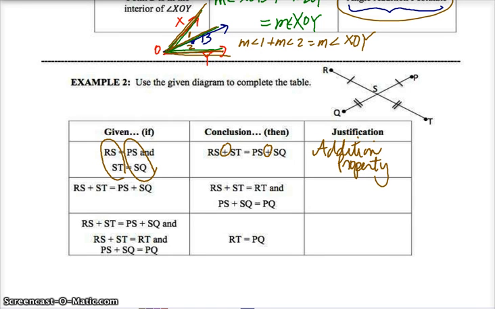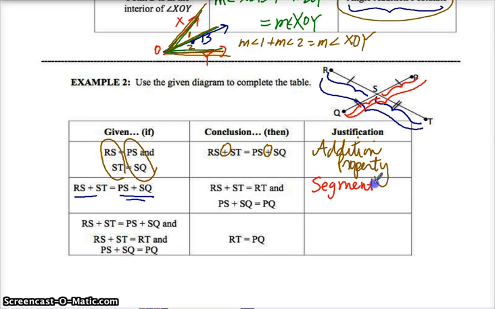Okay, so now look at this. RS plus ST equals PS plus SQ. That's given. So how can we conclude this information here? Why does RS plus ST equal RT? Or why does PS plus SQ equal PQ? Well, hopefully you're saying that's the segment addition postulate, right? One part of a segment plus another part of a segment equals the entire segment.